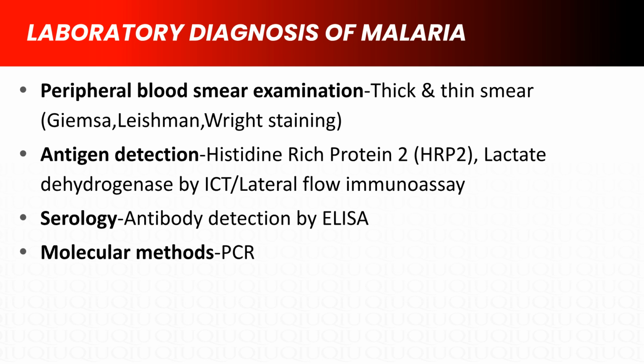Serology detects antibodies by ELISA, but is primarily used for epidemiologic purposes rather than acute diagnosis. Molecular methods, particularly PCR, provide the most sensitive and specific diagnosis, especially for species identification and low-level parasitemia. Each method has advantages and limitations in different clinical settings.